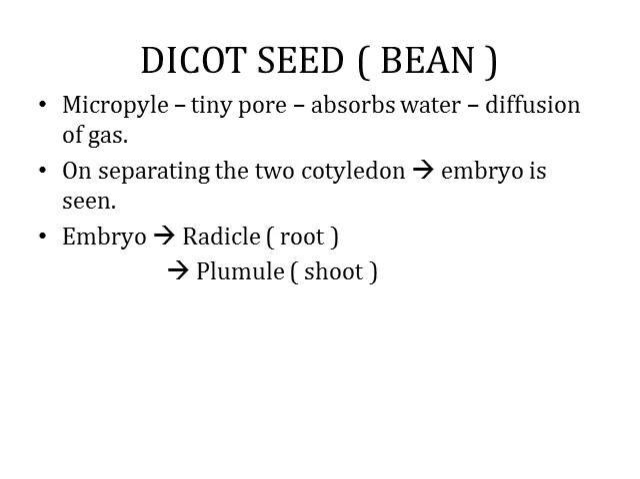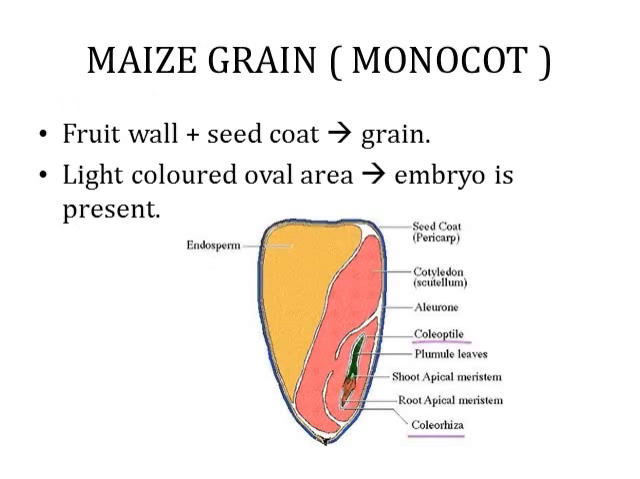Since it contains 2 seed leaves, 2 cotyledons, it comes under the dicotyledon. Next is maize grain. It is an example for monocotyledon, that is, it contains only 1 seed leaf, and hence it is an example for a monocot seed.